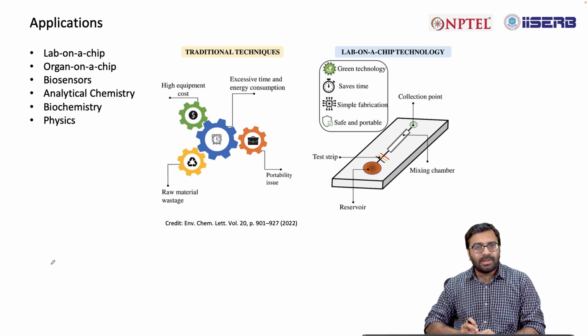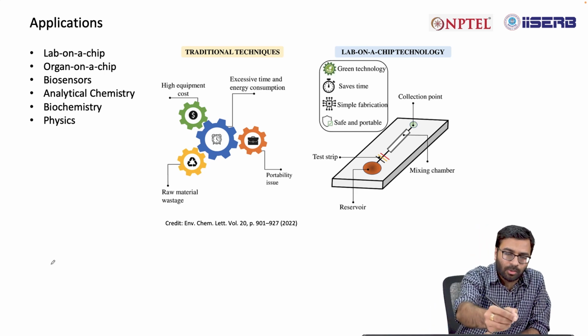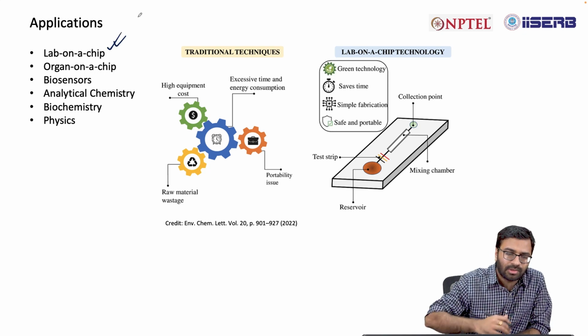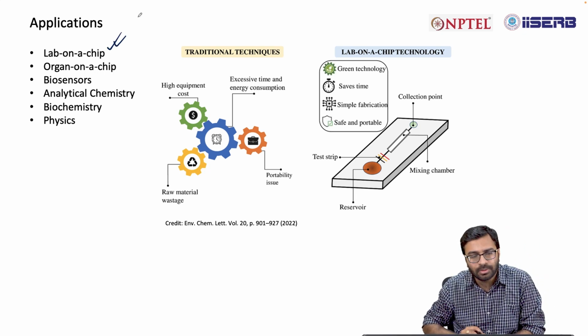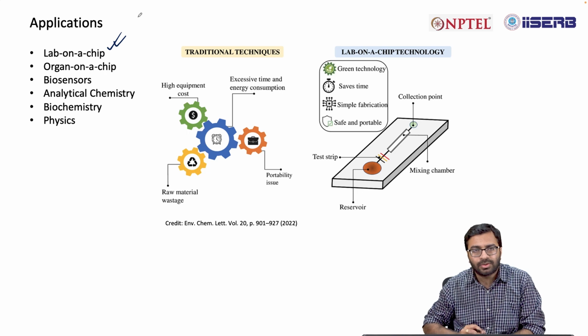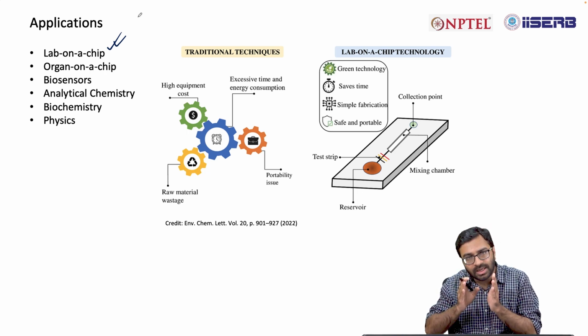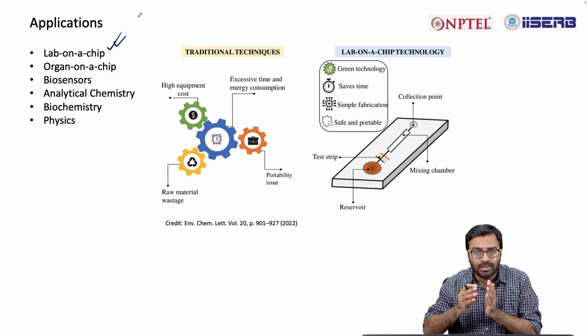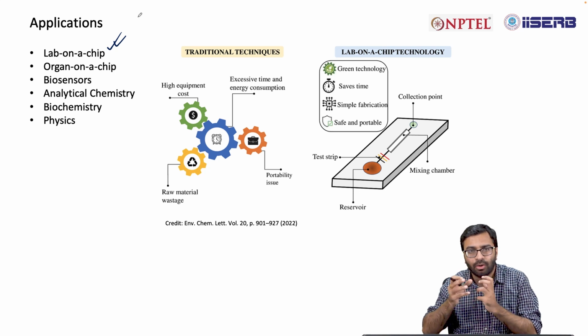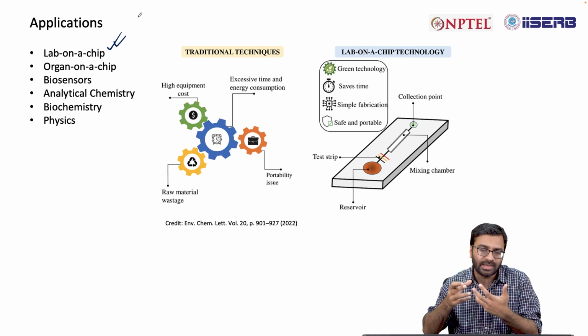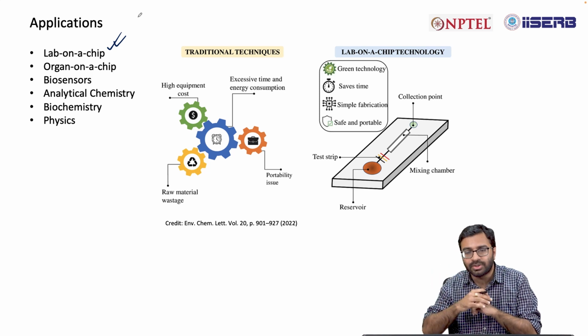This particular phenomena can be used in lab on a chip design. What is lab on a chip? Lab on a chip is a small system that you develop inside a lab which can mimic a traditional technique. So when I say a traditional technique, what I mean is, for example, you have different high cost equipments present in a big setup. Then you try to mimic the same thing in a small setup in a microfluidic channel.